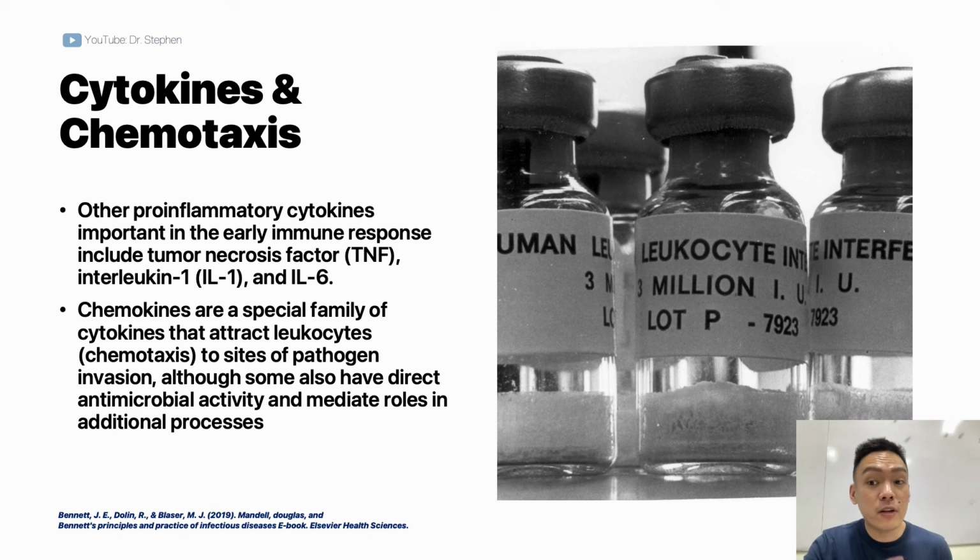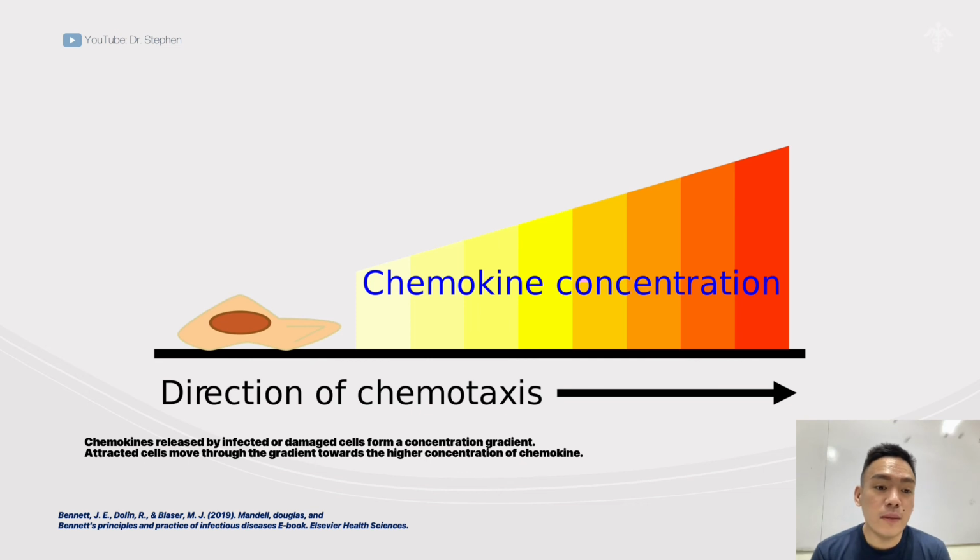Chemokines are produced by macrophages and other cells after recognition of invading microbes or in response to pro-inflammatory cytokines. Here is an image of chemokines that are released by infected or damaged cells, forming a concentration gradient. Attracted cells move through the gradient towards the higher concentration of chemokines.